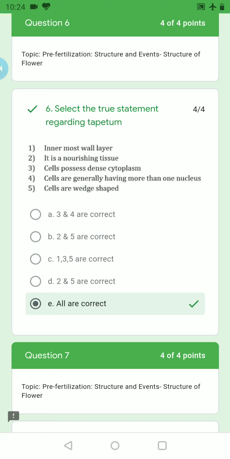In the diagram you can identify this again. This question is related to the transverse section of the young anther. Specifically, these statements are related to the tapetum. Almost all the statements are true, that is, correct. So the option is E. All are correct.